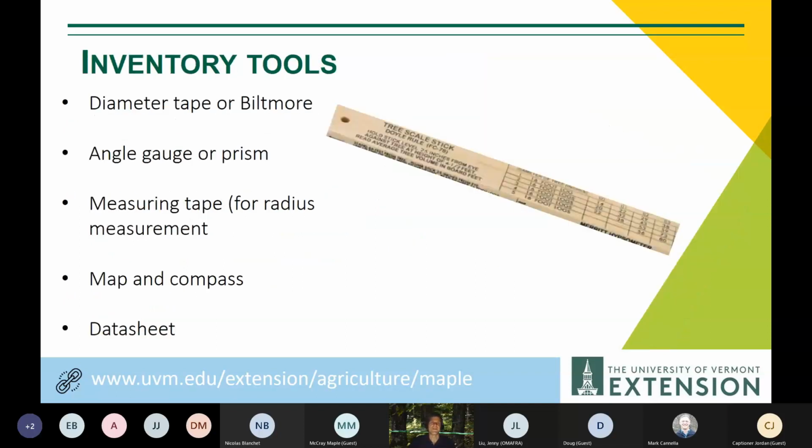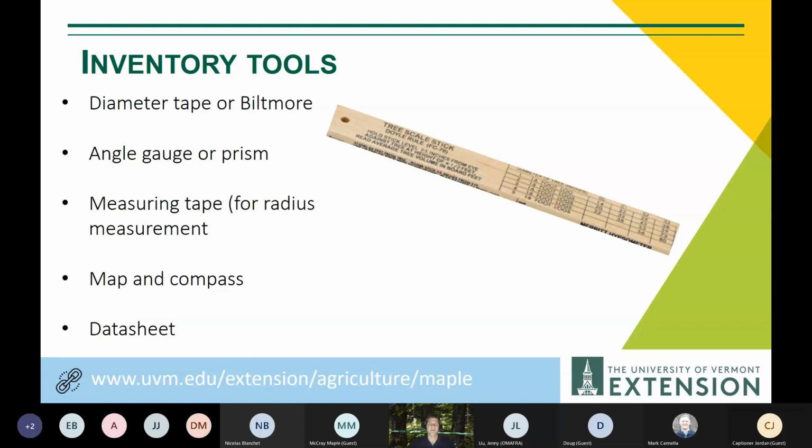So what tools are we going to use? We have a couple of forestry tools that are pretty common, diameter tape or a Biltmore stick. These are ways of measuring diameter. You have an angle gauge or a prism. These are ways of determining whether or not a tree is to be tallied or not. A measuring tape, this would be like a 100-foot or 100-meter tape. That's what you would use to determine, if you were doing plot sampling, how far is that radius?